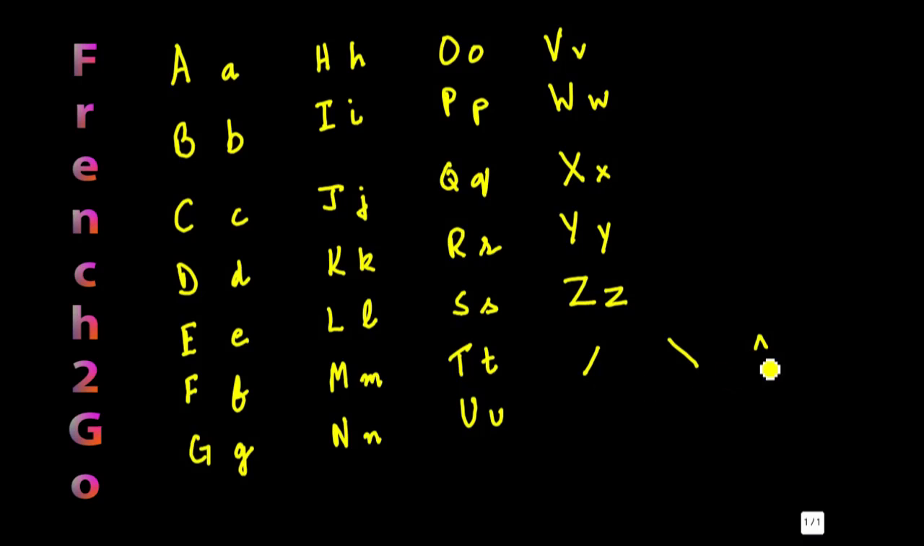Aigu, grave, circonflexe. And these are used above the letters to differentiate pronunciation, or even the meaning of the word changes in some situations.